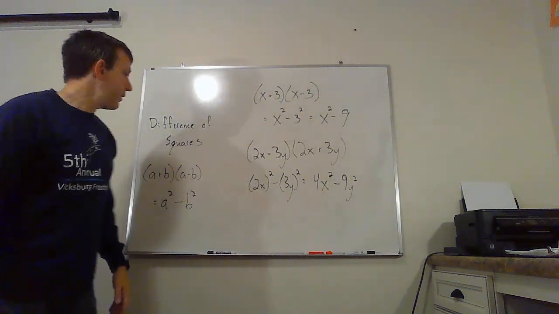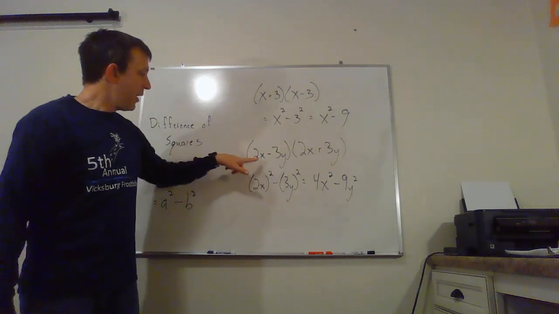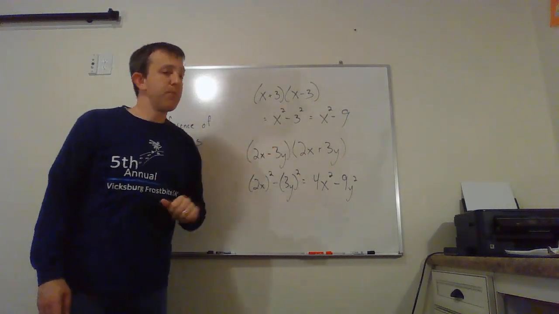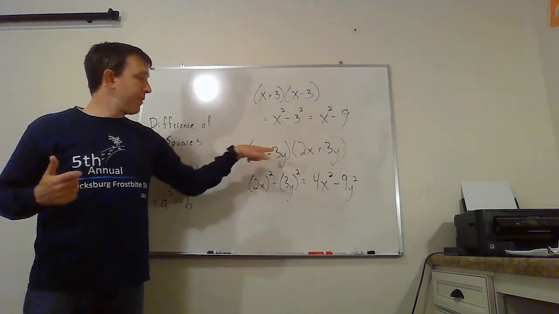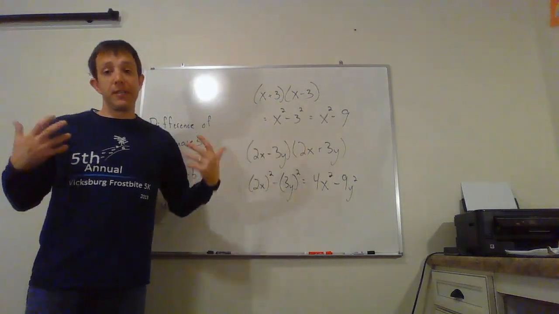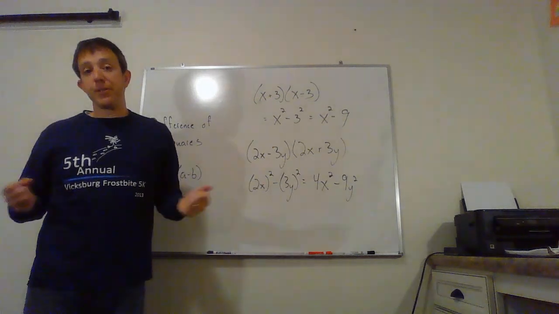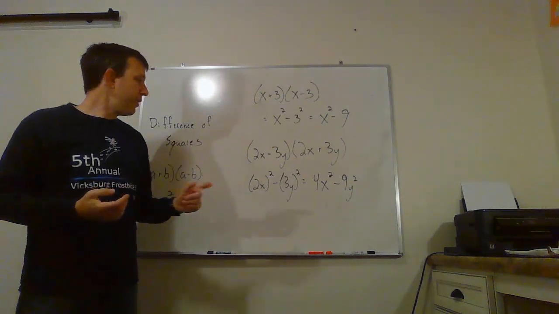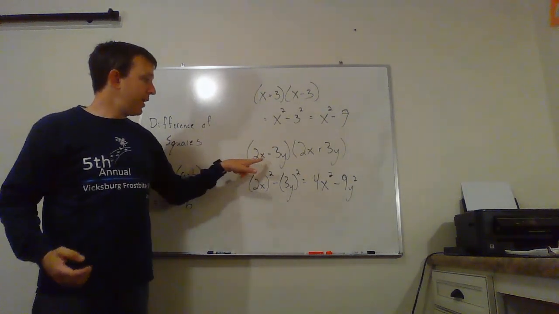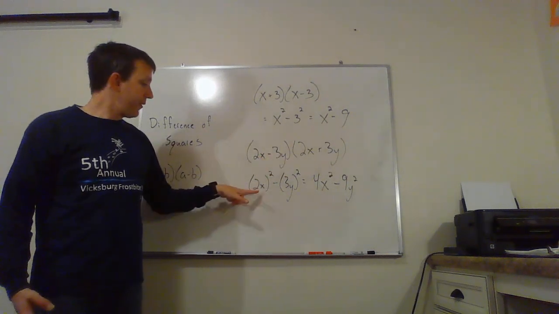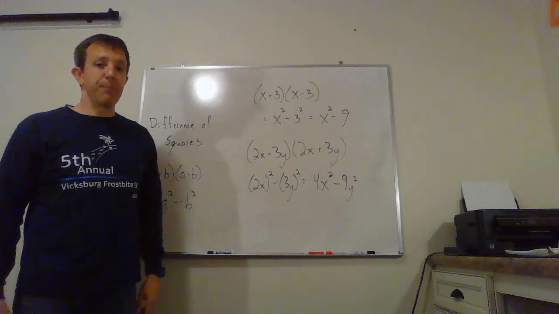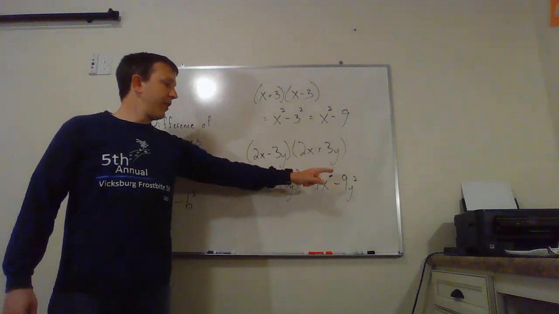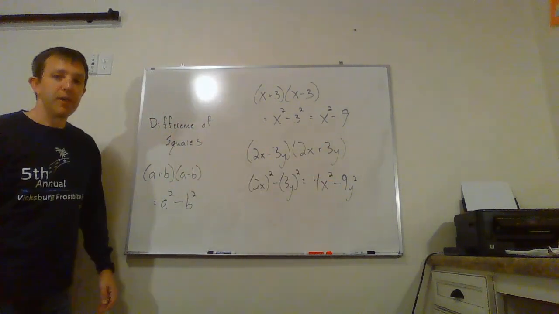For my other example, I have 2x minus 3y times 2x plus 3y. Now, this time I switched it up on us. I put the minus first and the plus second. It doesn't matter. It works the same either way. So here my a is the 2x and my b is the 3y. So I have 2x raised to the second power and 3y raised to the second power, which gives me 4x squared minus 9y squared. So there you go.